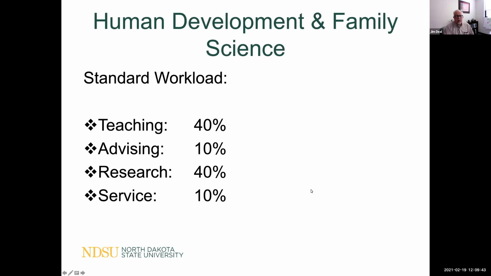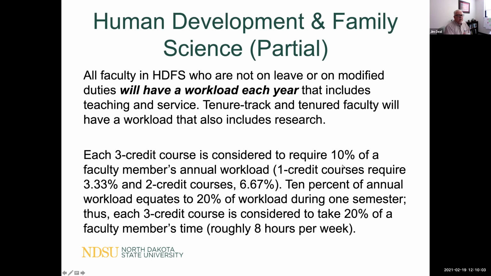So if we start off with HDFS, which is my home department, we use a standard workload of 40% teaching, 10% advising, 40% research, and 10% service. And that 40% teaching typically is a 2-and-2 load, right? So 2 classes in the fall, 2 classes in the spring. And again, these are partial, so I've cut and pasted these to leave out some of the non-essential material here.